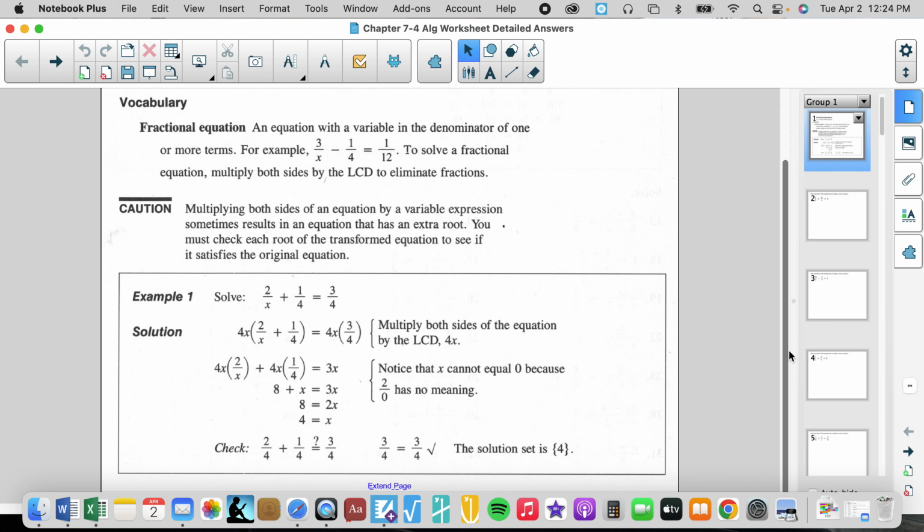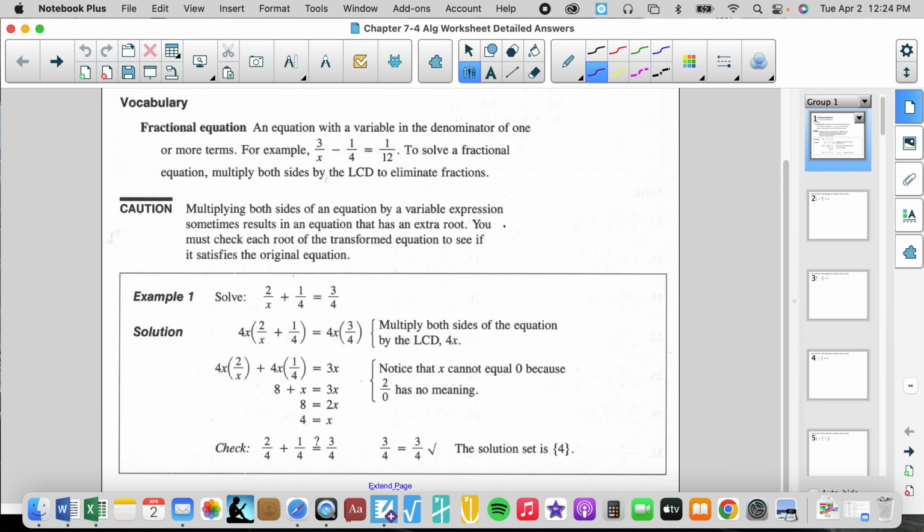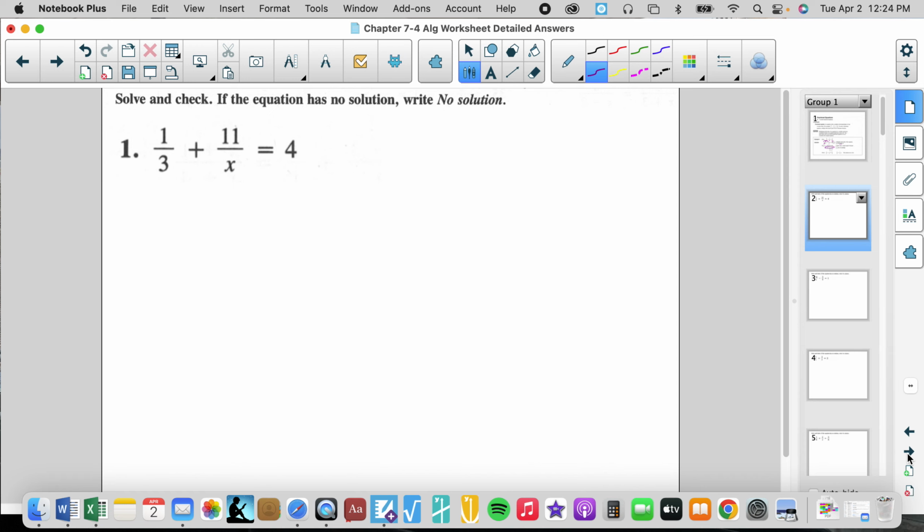We're looking at each of these denominators, x, 4, and 4, and we see that the LCM, or least common denominator, is 4x. And we're going to distribute it to each of the terms. And what ends up happening is it gets rid of all these denominators. So we see that we end up with this equation. And then we solve for it. So that's our objective. That's what we're going to be doing.